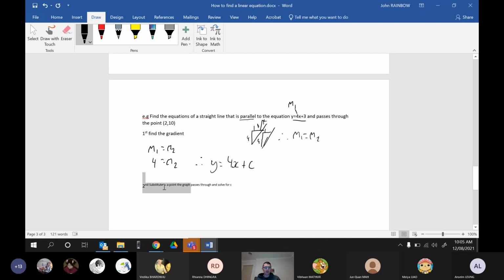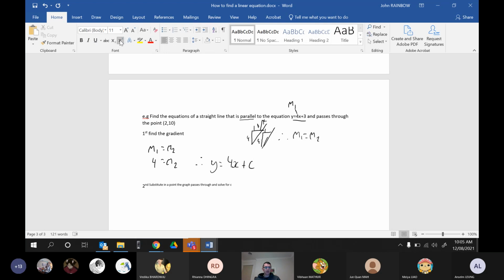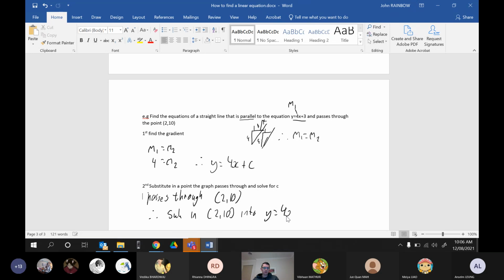All right, here we go. The second thing we need to do is substitute in a point the graph passes through and solve for c. So we know that it passes through the point (2, 10). So I'm going to sub it in. What I'm really saying is sub in (2, 10) into y equals 4x plus c.